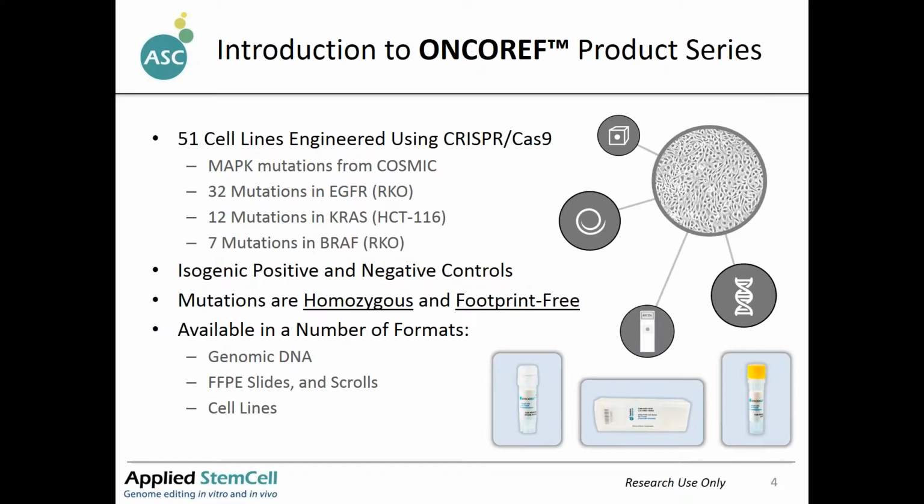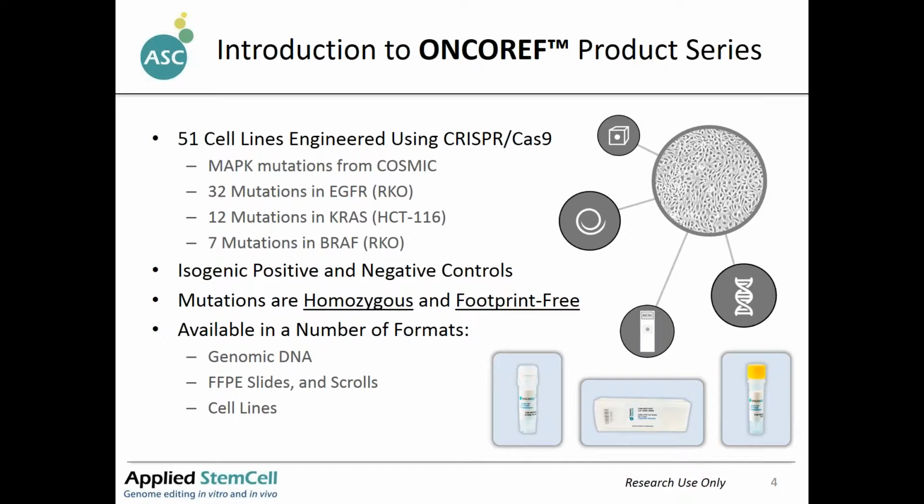We've also engineered these cell lines to have homozygous mutations, so we've engineered the mutation into all copies within the cells. The mutations have been introduced using footprint-free technologies, and I'll talk a little bit more about these later on. We provide these products in a number of formats, including genomic DNA, a number of FFPE products, including slides and scrolls, as well as the cell lines that we use to generate the ONCOREF series.